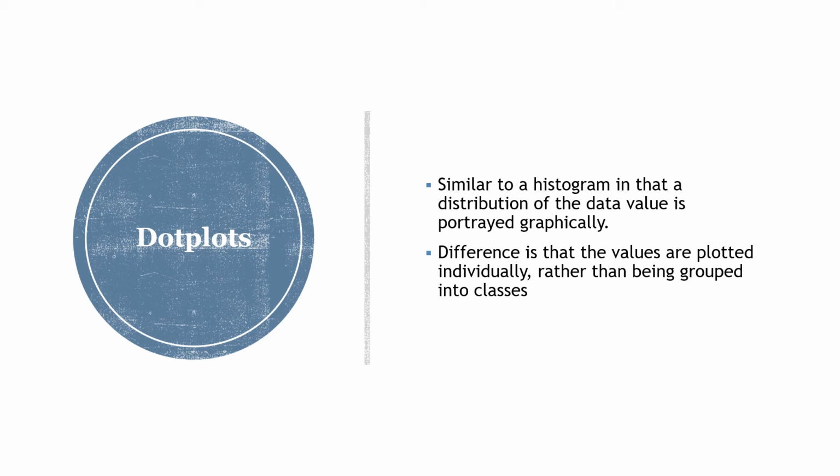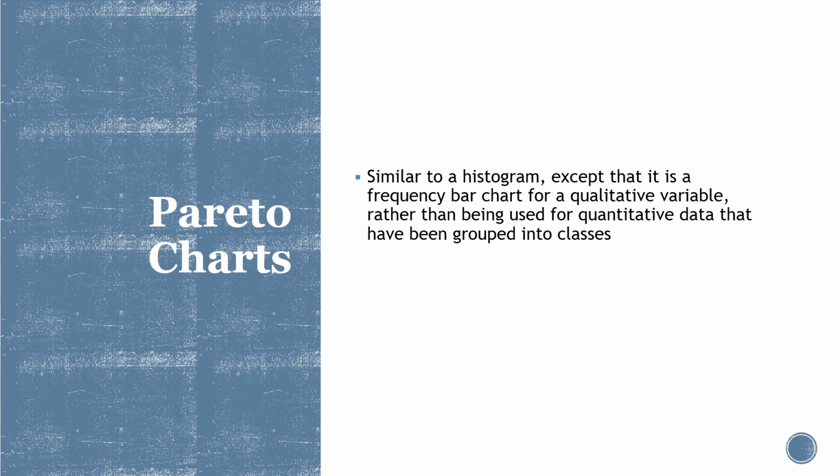Dot plots. Similar to a histogram in that a distribution of the data values is portrayed graphically. The difference is the values are plotted individually rather than being grouped into classes. Pareto charts. Similar to a histogram, except that it is a frequency bar chart for a qualitative variable rather than being used for quantitative data that have been grouped into classes.